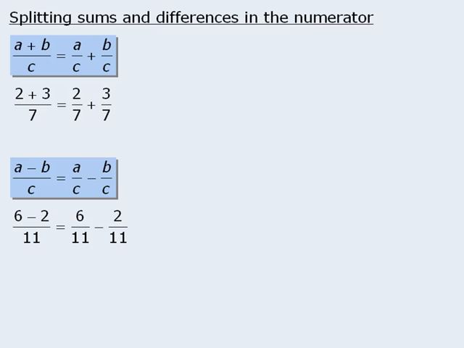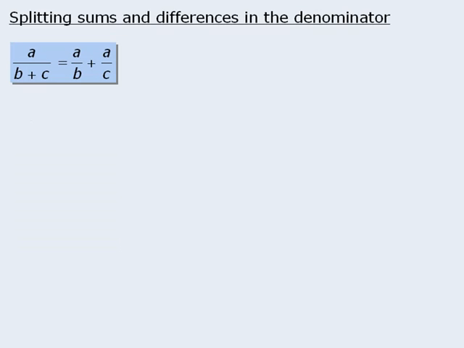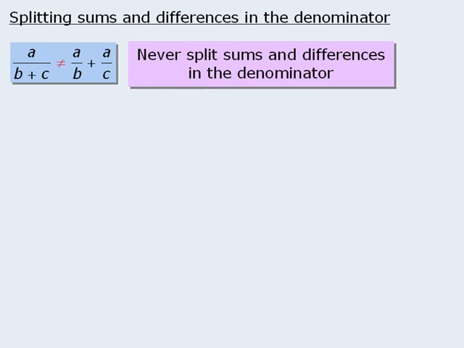Now, the important point to recognize here is that we are splitting the numerator, but we are not splitting the denominator. A common mistake is to assume that a similar rule applies to splitting the denominator. This is not the case. We cannot split sums and differences in the denominator. To illustrate this, notice that 1 over (2 plus 2) is not equal to 1/2 plus 1/2. When we evaluate the left-hand side, we get 1/4, and when we evaluate the right-hand side, we get 1. So clearly this rule does not work.